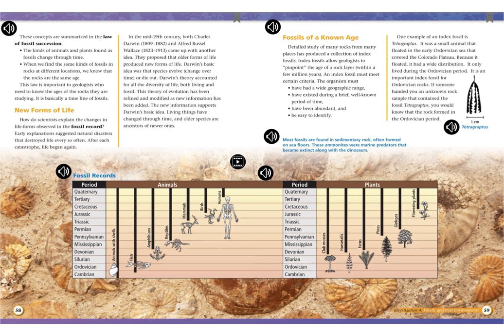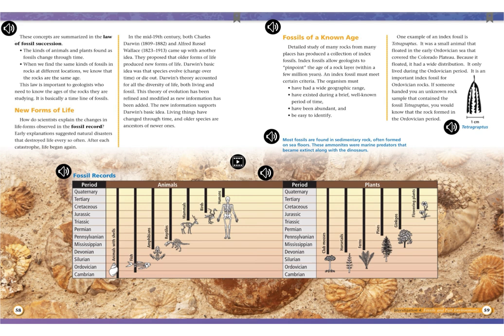The organism must have had a wide geographic range, have existed during a brief, well-known period of time, have been abundant, and be easy to identify. One example of an index fossil is Tetragrammatus. It was a small animal that floated in the early Ordovician Sea that covered the Colorado Plateau.